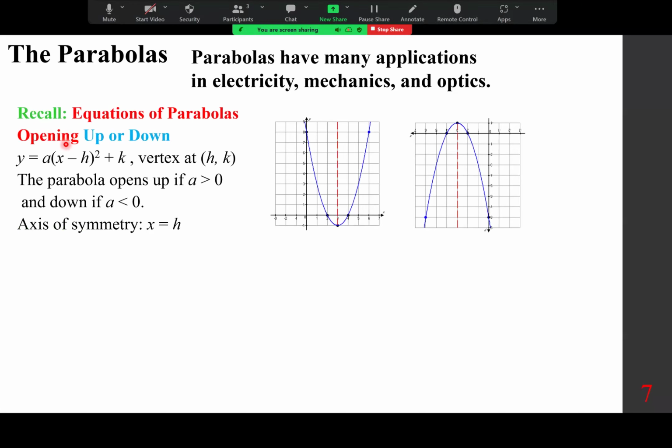Recall equations of parabolas opening up or down. Here's the formula: y equals a times (x minus h) quantity squared plus k. The vertex is located at (h, k). The parabola opens up if a is positive, down if a is negative. The axis of symmetry is x equals h. So this is what we learned in algebra.